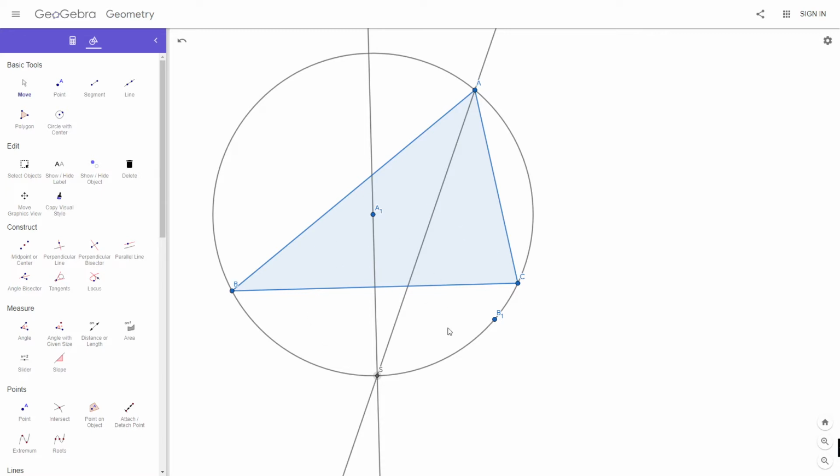The proof is pretty trivial. Essentially, you have arcs BS and SC are the same length because S is the midpoint of arc BC. So the angle subtended by SC and SB are the same, which means AS is an angle bisector. Assuming A1S is the perpendicular bisector of BC, of course.